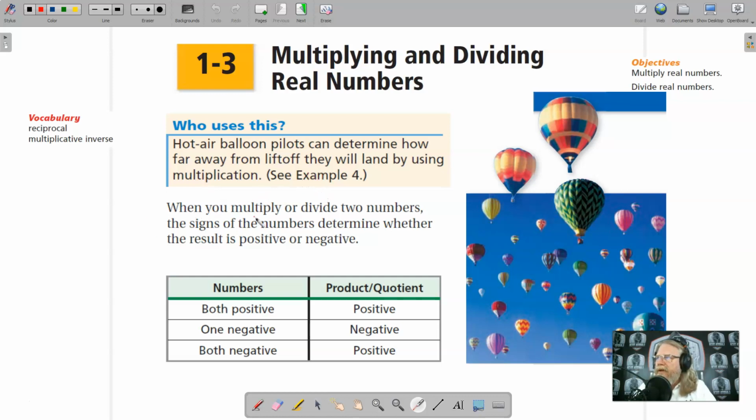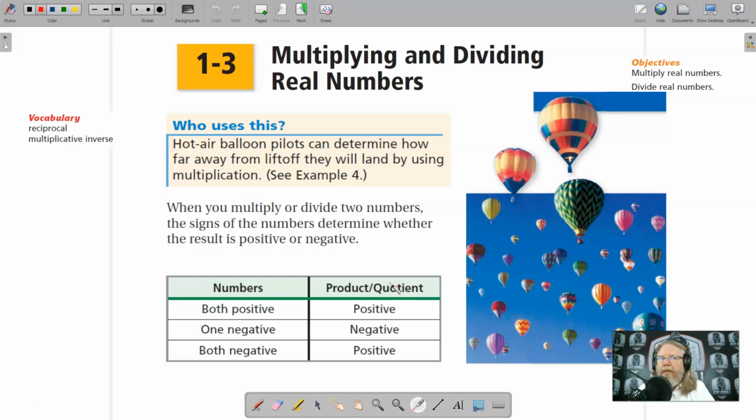So they tell us here that when you multiply or divide two numbers, the signs of the numbers determine whether the result is positive or negative. And they give us a chart here. Here's a column for the numbers, and then here is the column for either the product or the quotient. Product is what we get whenever we multiply two numbers together, and a quotient is what we get whenever we use division and we divide one number by another number. The result is called the quotient.